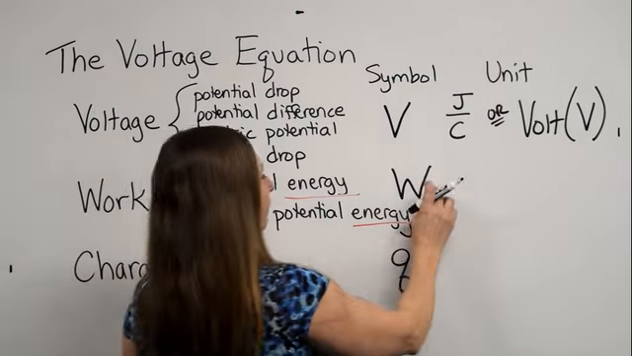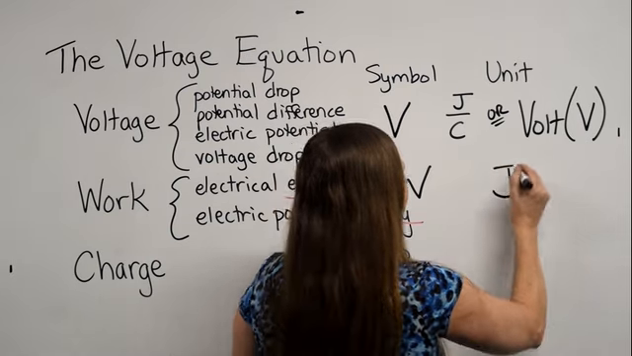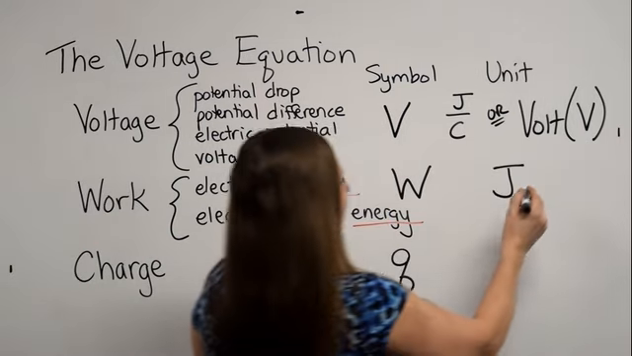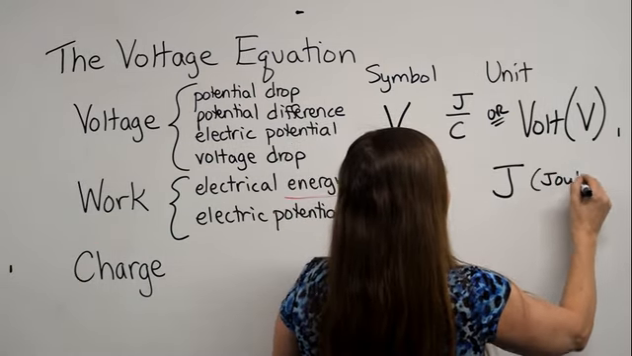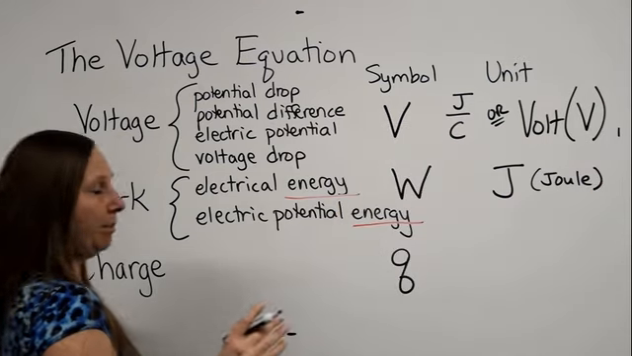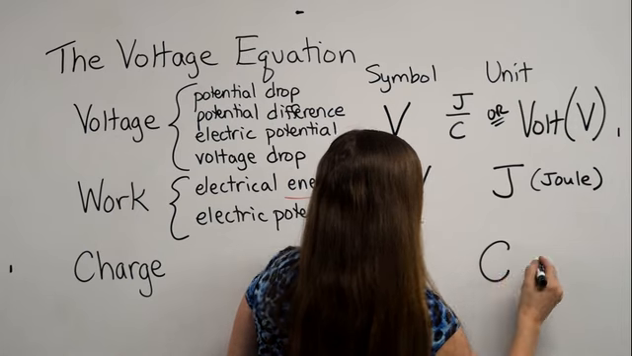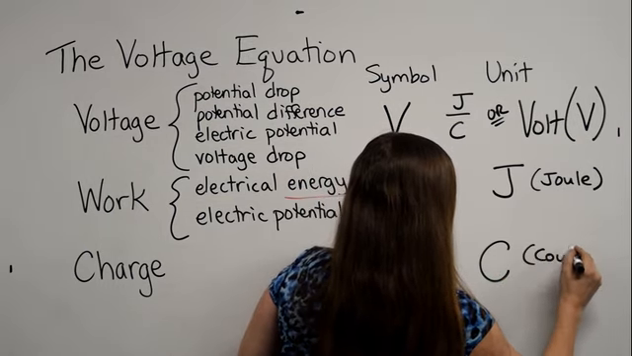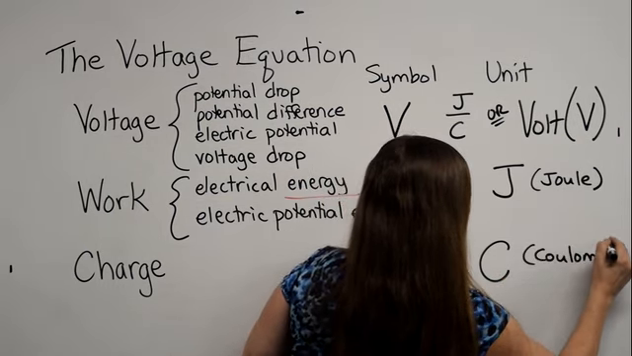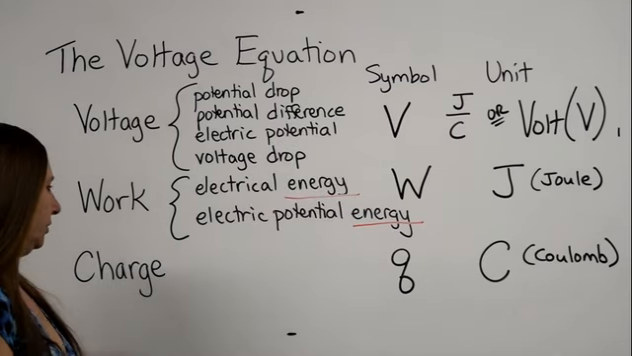Now, the unit for work is the joule, capital J. And the unit for charge is the coulomb, C-O-U-L-O-M-B. The coulomb is the unit.